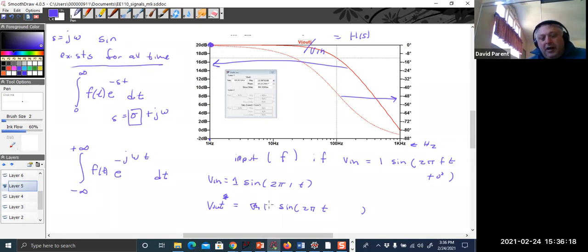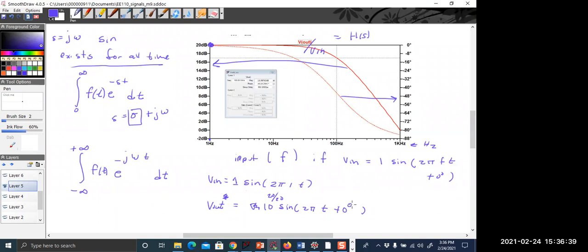So how do I go back to linear? Well, that's 10 to the 20 divided by 20. All right. And then how do I deal with the phase? Well, I look at this dotted line, it's very close to 0. Okay.